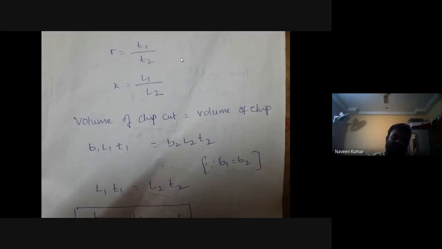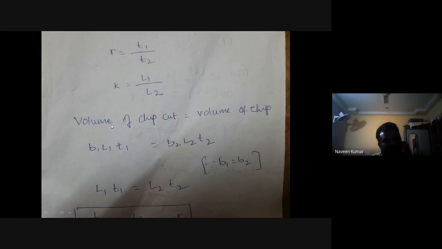Just before, we have seen R is the chip thickness ratio, equal to T1 by T2. And K is the chip reduction coefficient, equal to L1 by L2. Now, during the process of machining, the volume of chip cut is equal to the volume of the chip, meaning before cut is equal to after cut.